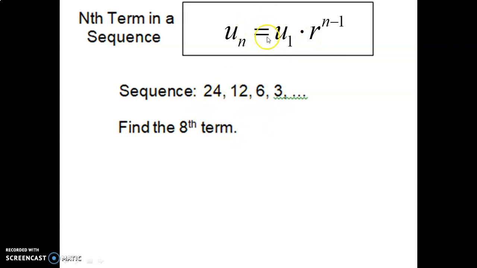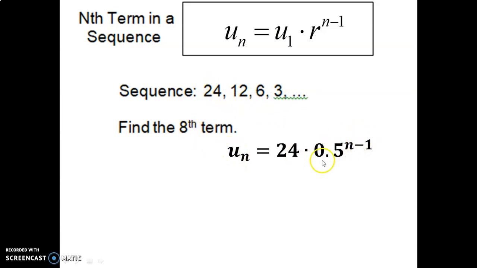Now that we have this rule established, look at this one here. It is definitely geometric. Find the 8th term using the rule here. Okay, so here we go. We write the general rule. U sub n equals u1. We can see u1 is 24, times 0.5. Our ratio here is multiplying by half every time, to the n minus 1.